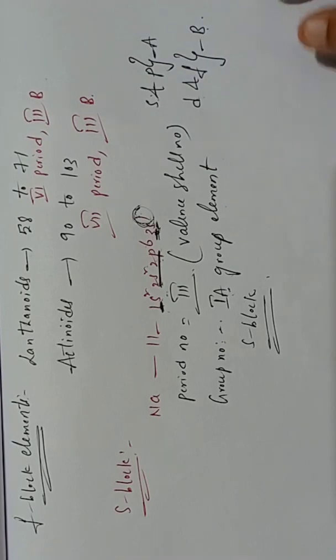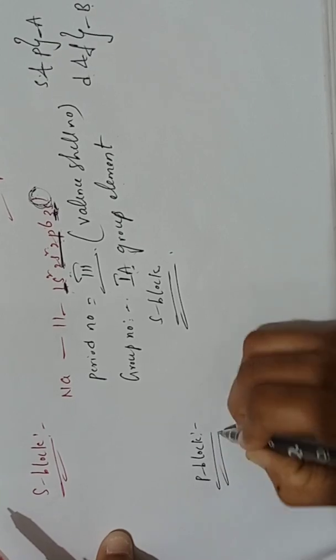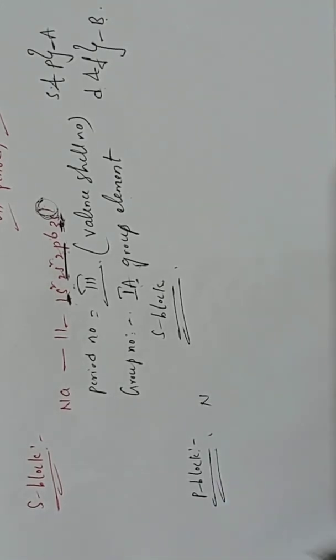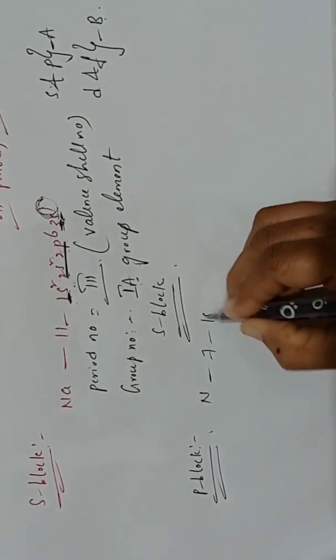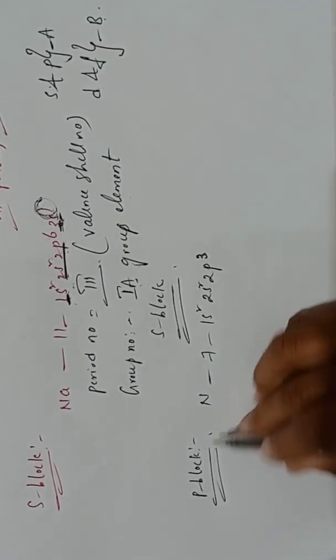Now coming to the p block element, see, students, one example. What is the p block element? One example you take, students. Nitrogen I am taking as an example. Atomic number 7: 1s2, 2s2, 2p3, correct? 2p3, because it is a p block.